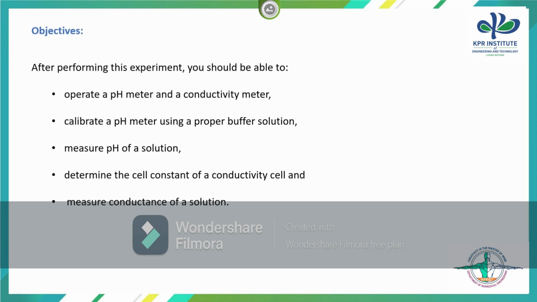Objectives. After performing this experiment, you should be able to operate a pH meter and a conductivity meter, calibrate a pH meter using a proper buffer solution, measure pH of a solution, determine the cell constant of a conductivity cell, and measure conductance of a solution.